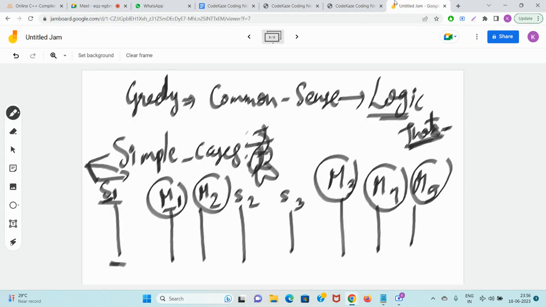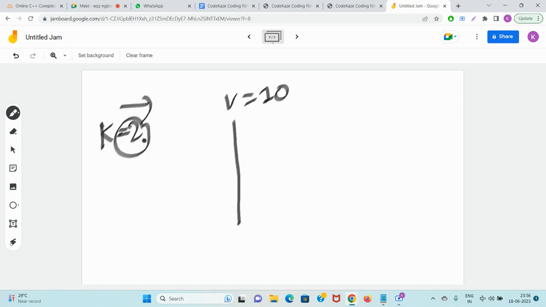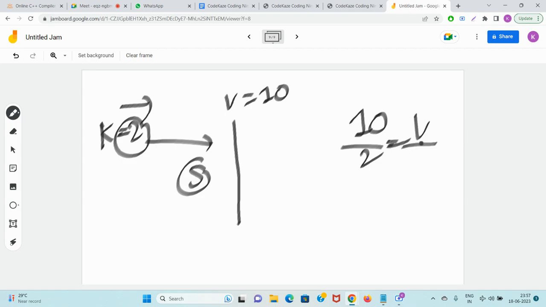Because maybe someone doesn't know this either, so let me explain. Say, guys, the strength of the monster is 10 and the arrow is coming of size 2. So you will kill it in 5 times, right? 2 into 5, 10. So how many arrows are needed? 10 by 2, which is V by K.